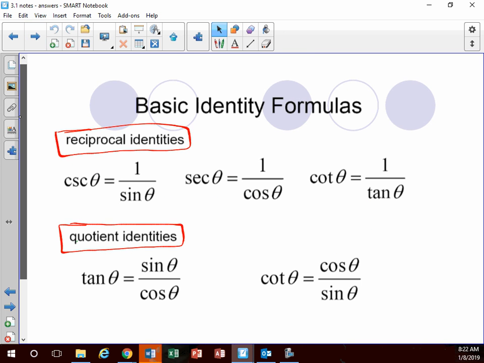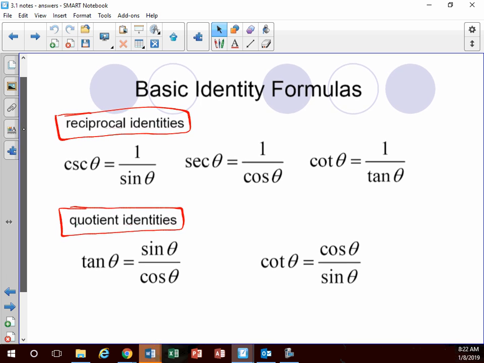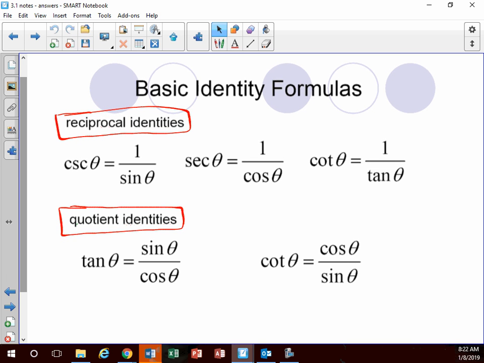Okay. So these first formulas, these are just some of your basic identities. Go ahead and jot them down, and then I'll talk to you about where they come from. I think some of them should be pretty familiar to you. And this is theta. You do need your theta when you write down the formulas.